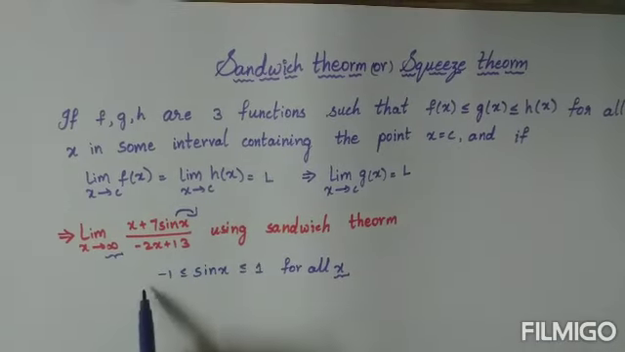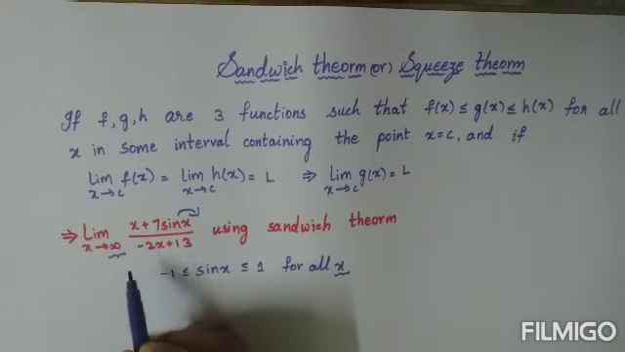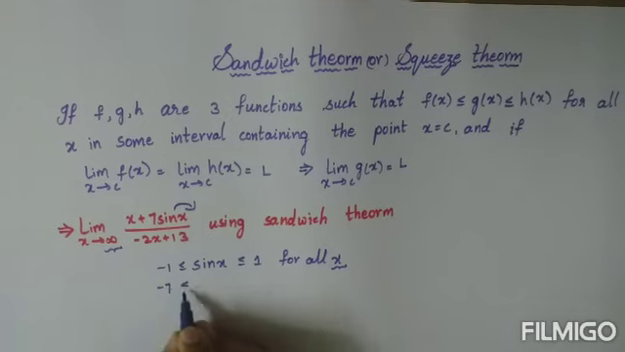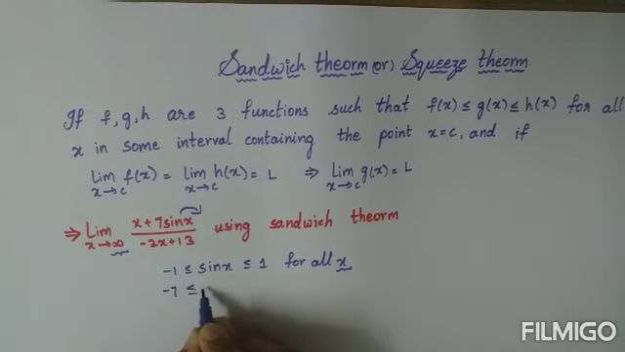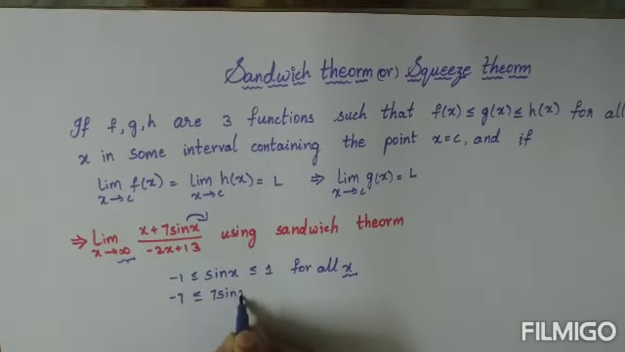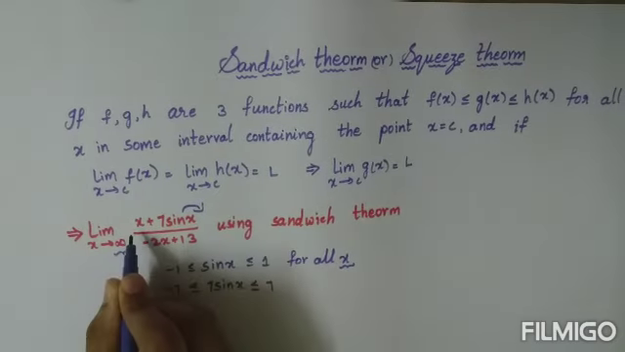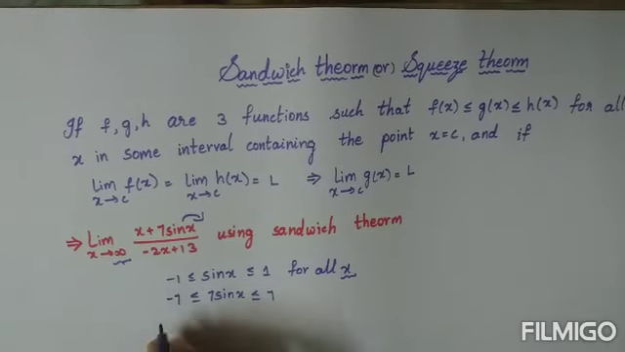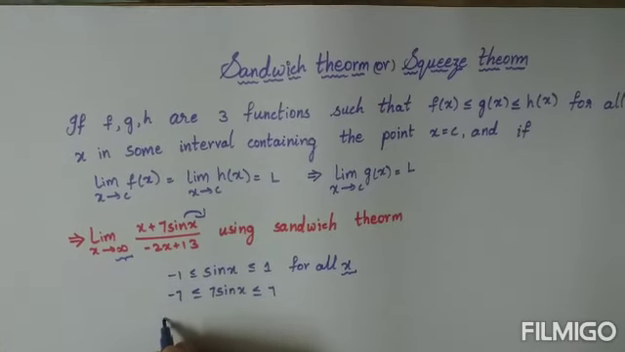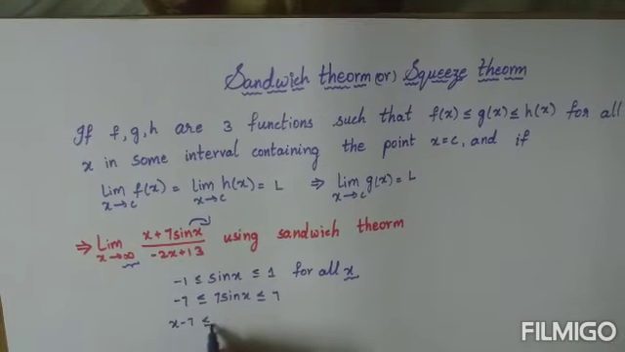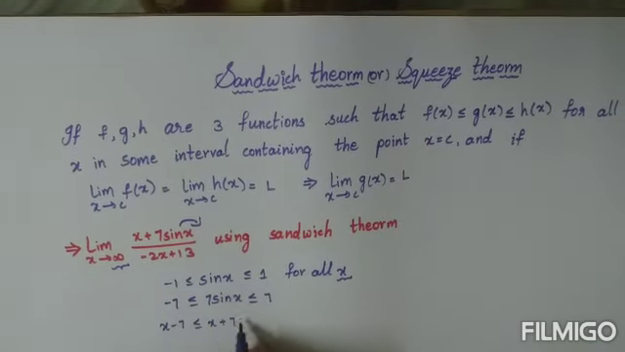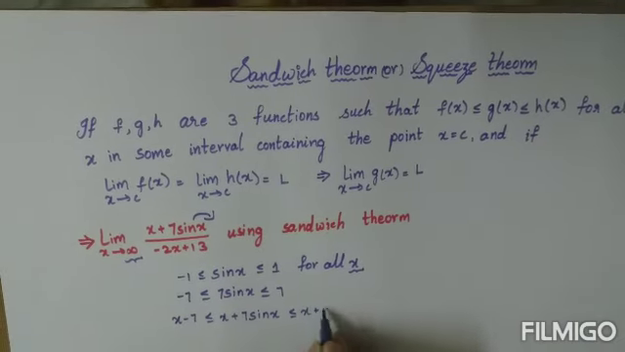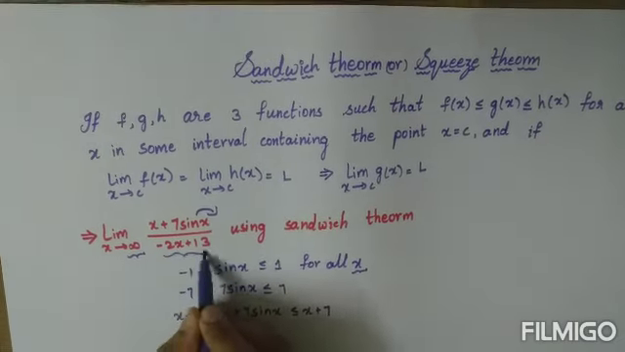We have the sin x range. Here we need 7 sin x, so we simply multiply by 7. We get minus 7 less than or equal to 7 sin x less than or equal to 7. Next we have x plus 7 sin x, so we simply add x to all the terms. So we get x minus 7 less than or equal to x plus 7 sin x less than or equal to x plus 7. Now we divide.